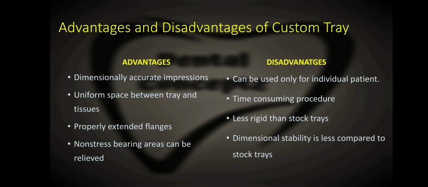What are the advantages and disadvantages of custom trays? The advantages are that it provides a dimensionally accurate impression because of the uniform space available between tray and tissues. The flanges are properly extended and the non-stress bearing areas can be relieved. The disadvantages are that it can be used only for an individualized patient. The fabrication is a time consuming process, less rigid than stock trays, and dimensional stability is less compared to stock trays.